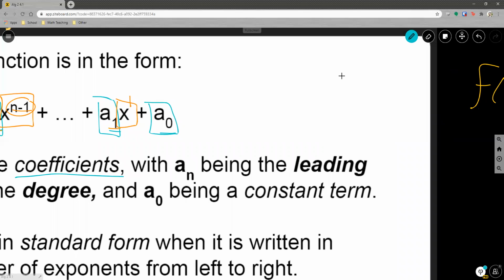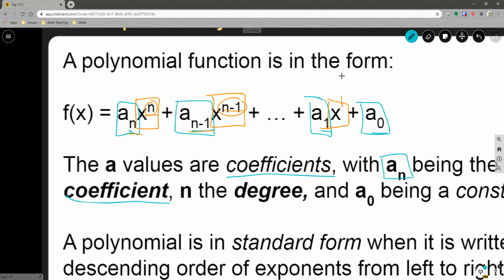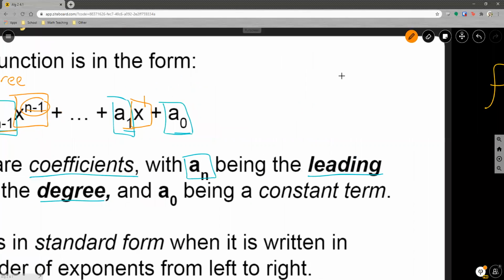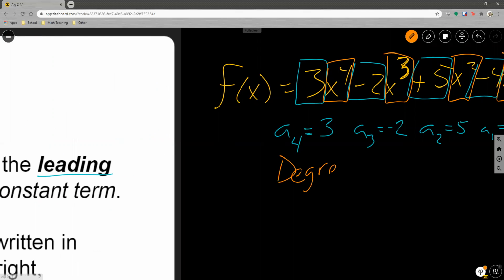So we're talking about An and all these other values. An is what we call the leading coefficient. The leading coefficient is just the coefficient that is out in the front of the polynomial, and it's attached to what we call the degree, which is the highest exponent value in the polynomial. So on our example over here, my degree would be 4. And we would call this a 4th degree polynomial.